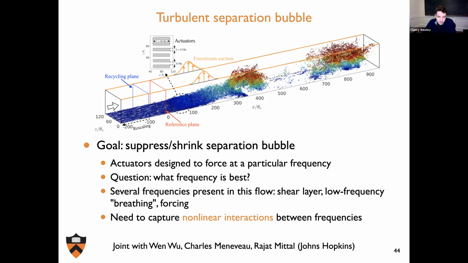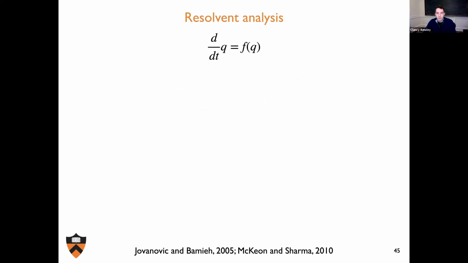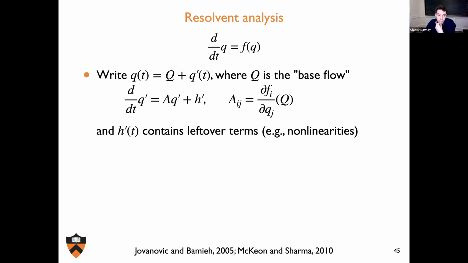There are several frequencies present in the flow. We want to know how these frequencies interact with one another. So we want to capture these nonlinear interactions between the frequencies that are present in the natural flow and also the forcing frequency that we might impose here. So how could we capture nonlinear interactions between frequencies? Well, I want to say a little bit about what resolvent analysis is. So if we have, say, a nonlinear system shown there, what you can do is consider perturbations about some base flow.